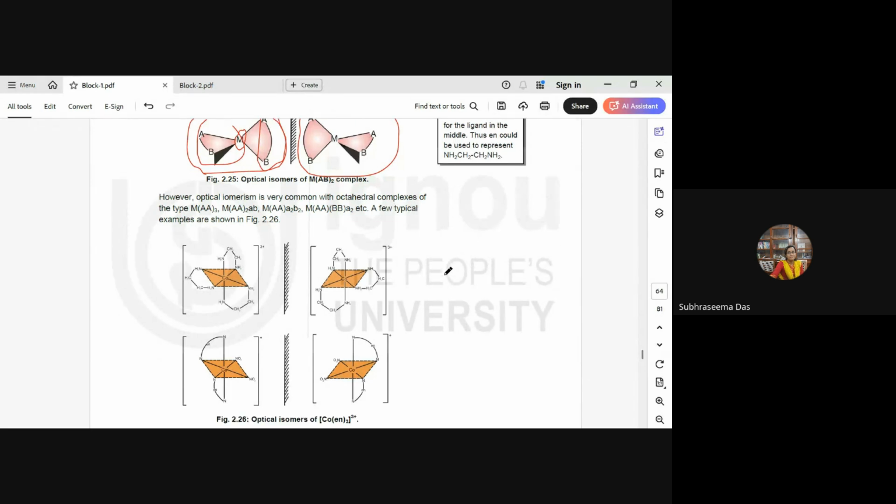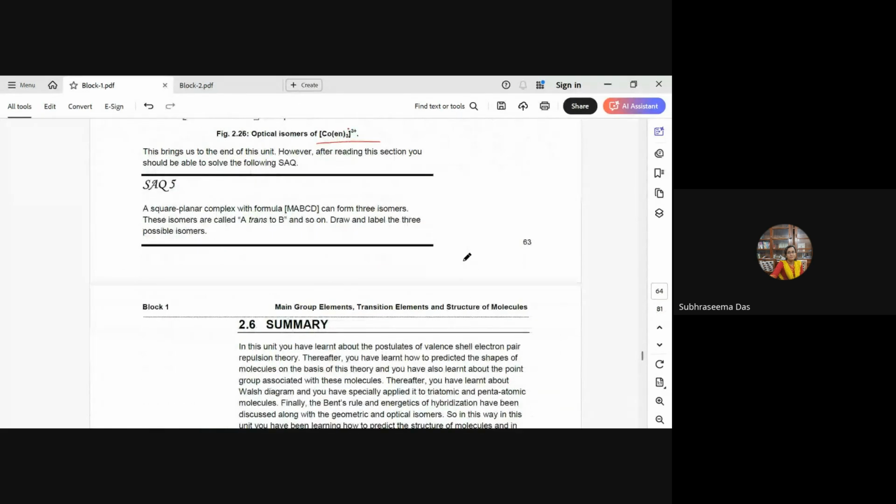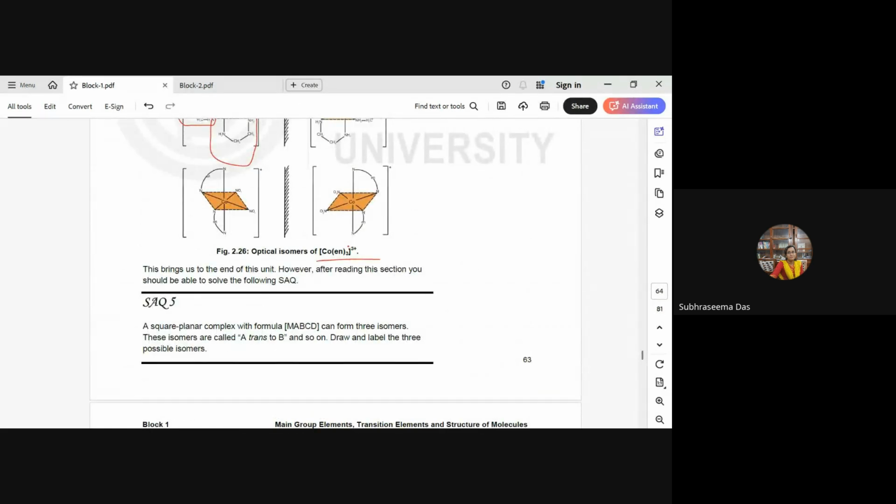For example, it has been shown for Co(en)3 3+. Here en is a bidentate ligand. When we look into this, there is one ligand here, one here, and three different ones. When we take the mirror image, it forms a non-superimposable mirror image. So this is how optical isomerism works. This is the general concept of geometrical isomerism and optical isomerism.